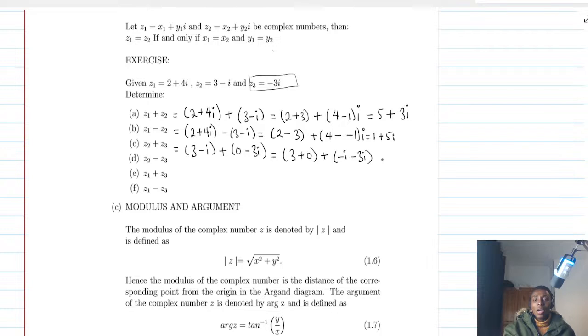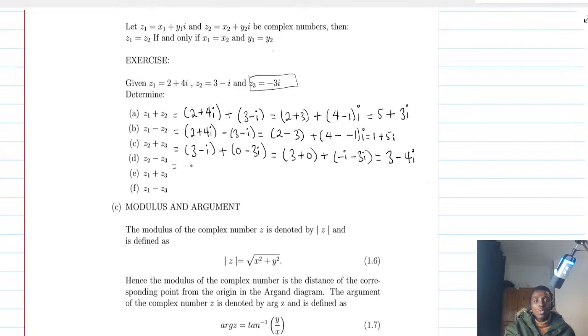In other words, we are going to get 3 minus 4i. All right. So that is it. So on and on.